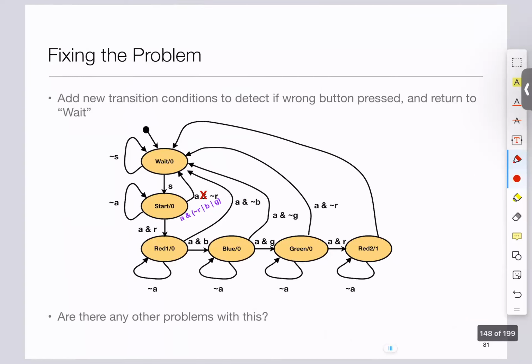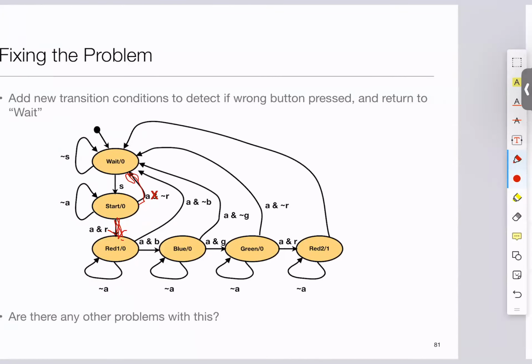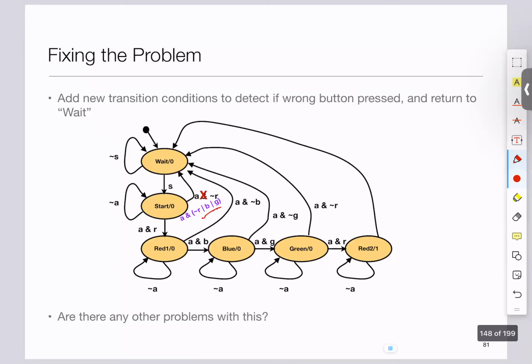You'll have to modify it. You have to say it's not simply that R is not pressed, but if B and G are pressed, then I should go back, right? Anytime an incorrect button is pressed, I need to go back. So I have to modify the conditions. In our original machine, if R, G, B were all pressed, I would take this line. But actually, if B and G are pressed, I want to take the return arrow. So we do this by adding this: if a button is pressed and it's not R, or it is B, or it is G, you go back. And I do the same changes to all the other ones.